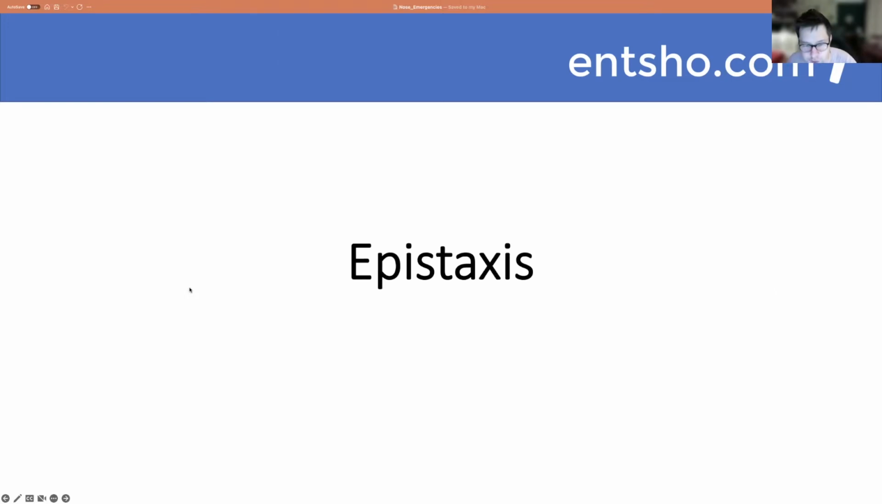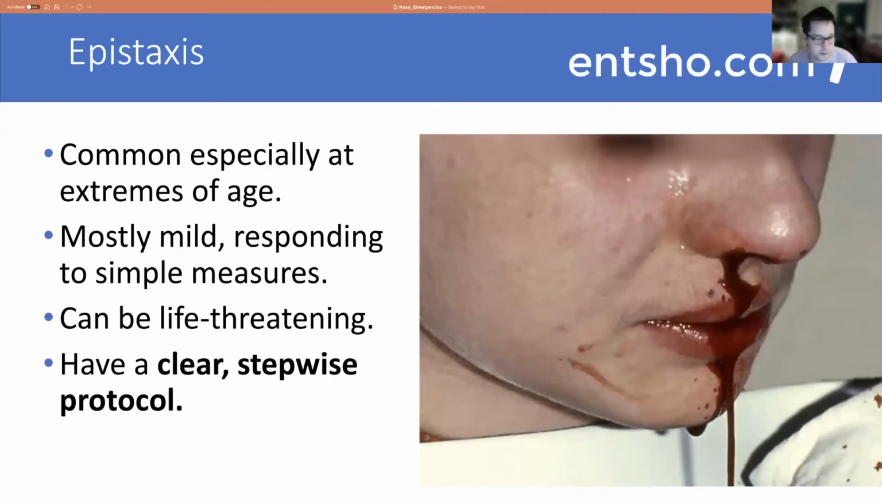Okay, so let's move on to epistaxis. Probably one of the most common calls that you'll receive whilst on call. It is common mainly in children and older adults, but of course can present at any age. In most cases, simple first aid will suffice, but there are cases where that is not true, and it can very much be a life-threatening emergency, particularly in patients with coagulopathies or who are taking anticoagulants.